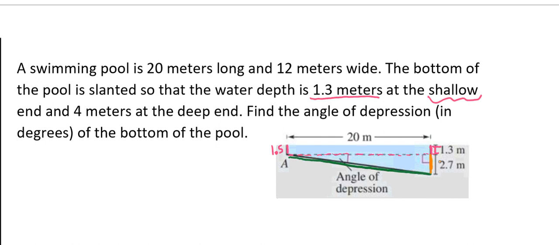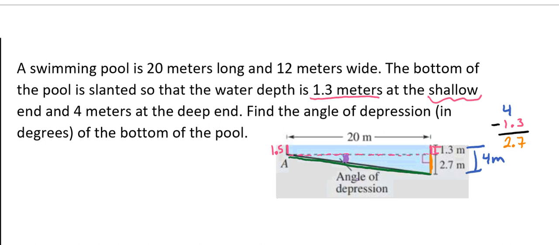Here we know that it's a total of 4 meters deep in the deep end. So altogether it's supposed to be 4 meters, and we know that part of it is 1.3. So if we take 4 and subtract the 1.3, that's going to give us 2.7 as what's left for our triangle. Now our angle of depression is the angle created from our 90-degree side, from our adjacent side to our hypotenuse, which is marked here in purple. So we're looking for that angle.